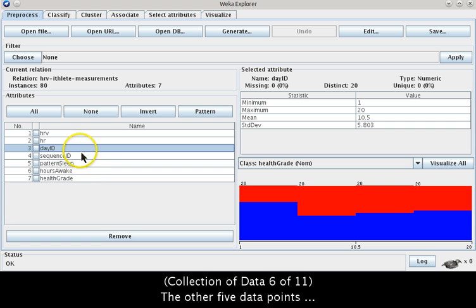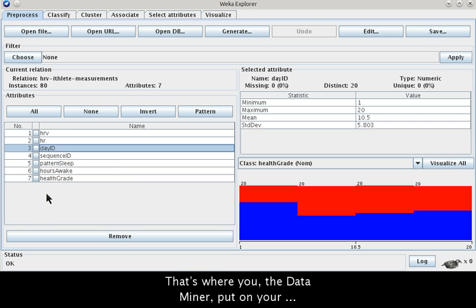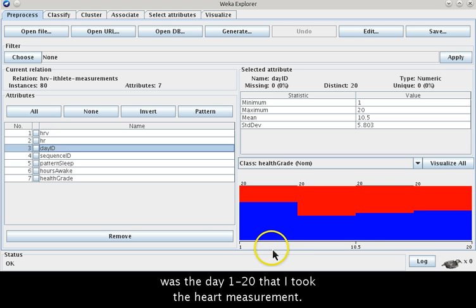The other 5 data points were not given to me as is. That's where you, the data miner, put on your thinking cap to decide how to tweak your data and provide Weka the capability of discovering useful information. This is part of pre-processing, and not to editorialize, but if you have initiative and aptitude for data pre-processing techniques, you'll be effective at data mining with Weka. The third metric, day ID, was the day 1 through 20 that I took the heart measurement on.